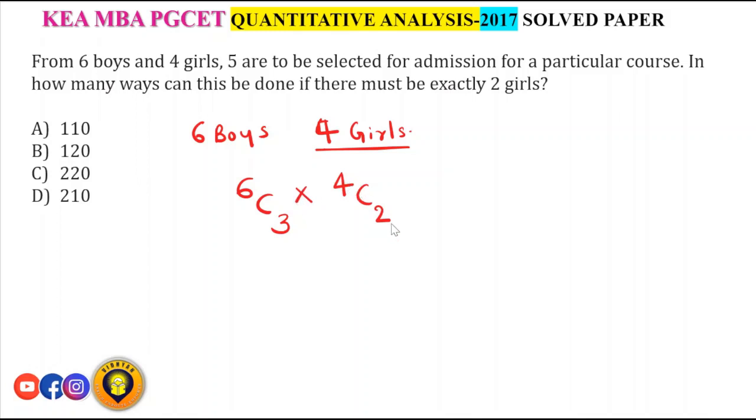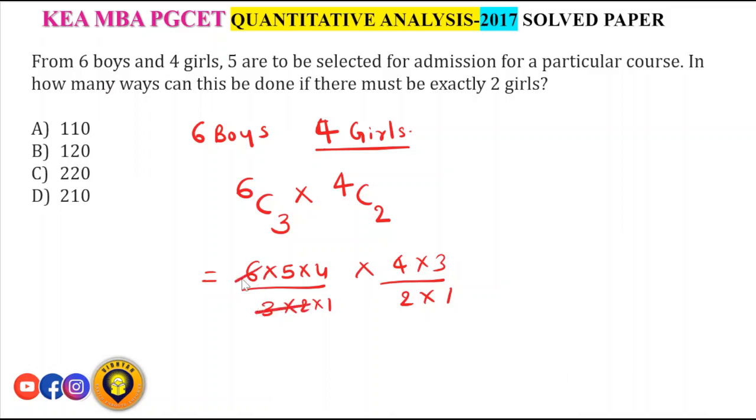6C3 into 4C2 ways. Okay, 6C3 is the combination of boys and 4C2 is the combination of girls. So 6C3 into 4C2, solve this. 6C3 means 6 into 5 into 4 divided by 3 into 2 into 1. 4C2 means 4 into 3 divided by 2 into 1. So 3 2s are 6, 6 gets cancelled, 2 1 times, 2 2s are 4. So here 5 4s are 20, 20 2s are 40 and 40 3s are 120. So the final answer here is 120.